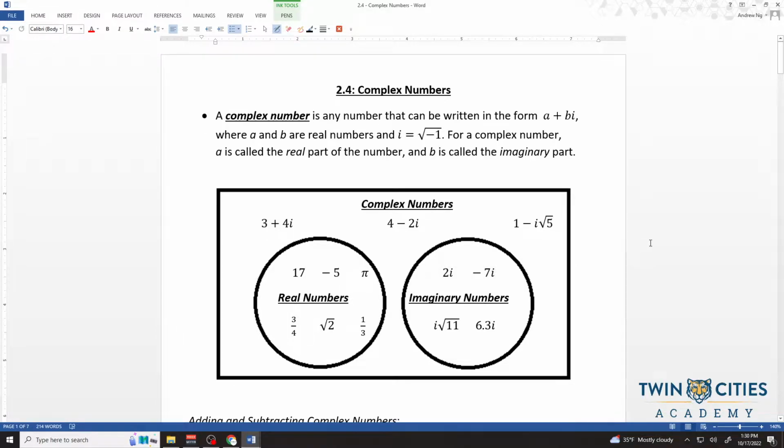So we can do a number of different operations with these complex numbers, similar to ones that we can do with real numbers and imaginary numbers. Let's start with adding, subtracting, and then do some multiplication as well.